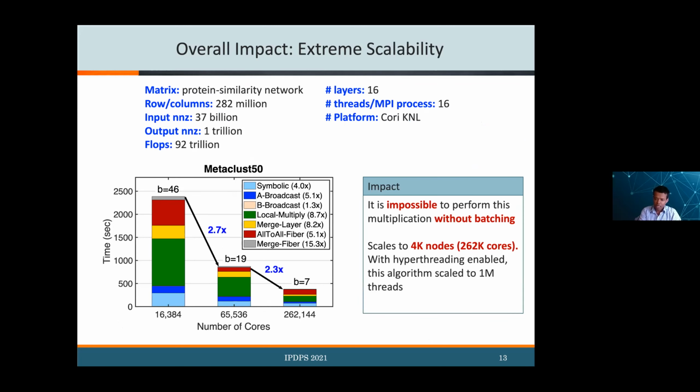And the main impact here is that, for example, on 256 nodes, we need 46 batches. On 1,000 nodes, we need 19 batches. On 4,000 nodes, we need 7 batches. So without batching, we cannot perform this multiplication. That is the first thing. And with batching and with the communication avoiding scheme, we can scale to 4,000 nodes quite easily. And if we use hyperthreading, we are actually scaling SpGEMM to 1 million threads, which is unprecedented, because in our previous work, without communication avoiding and this type of approach, we could scale to at most 1,000 nodes.